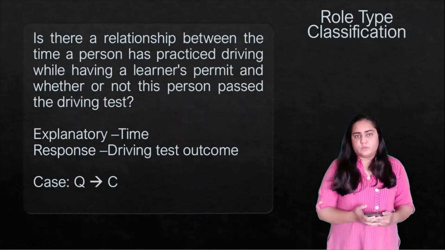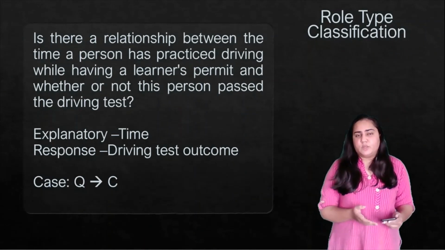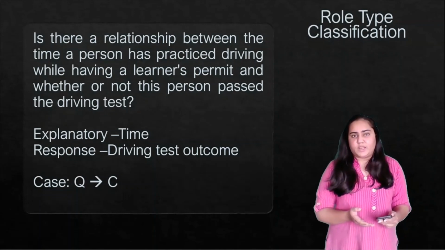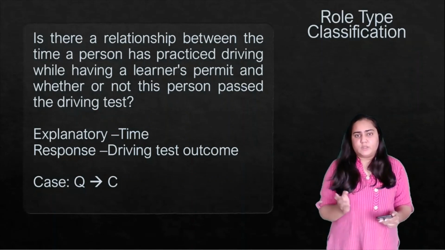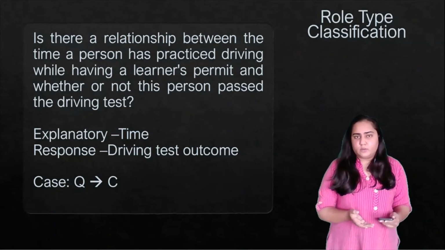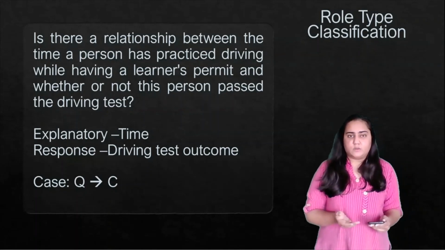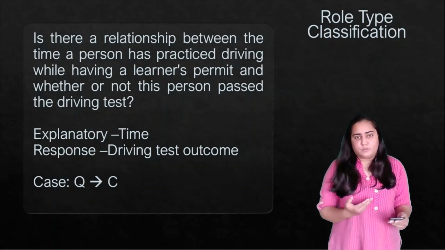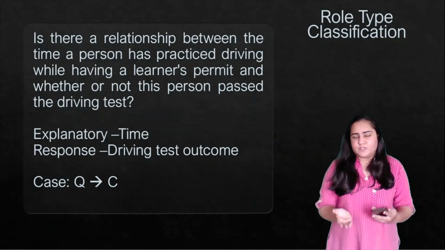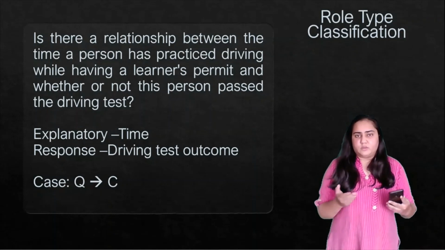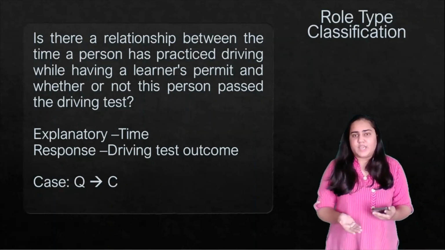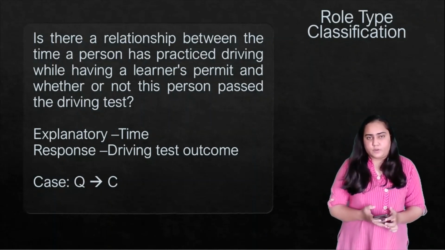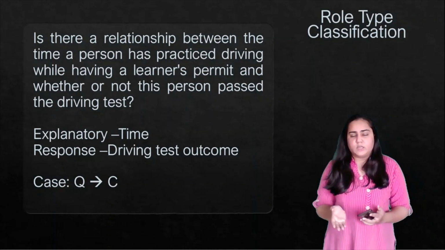And then our final question, which was, is there a relationship between the time a person has practiced driving while having a learner's permit and whether or not this person passed the driving test? So in this case, the explanatory variable is time and the response variable is the driving test outcome. The time that is given to us could be number of hours, and those hours can vary from person to person. So that is a quantitative variable. But the driving test outcome is once again yes or no, whether the person passed or failed. So it can be categorized. So it is a categorical variable. So this is the case of Q determines C.